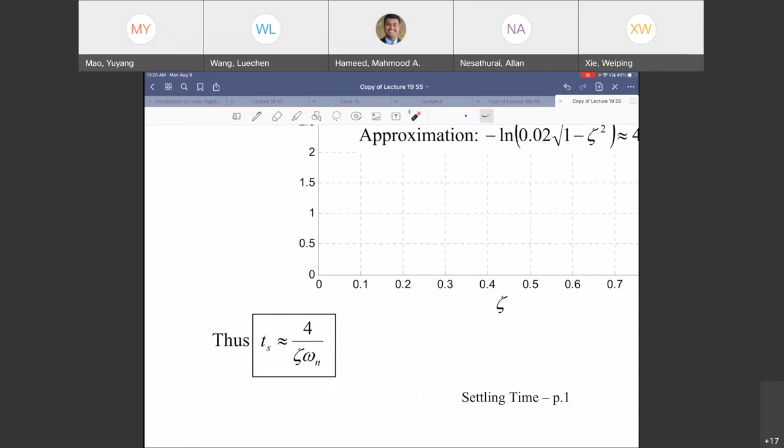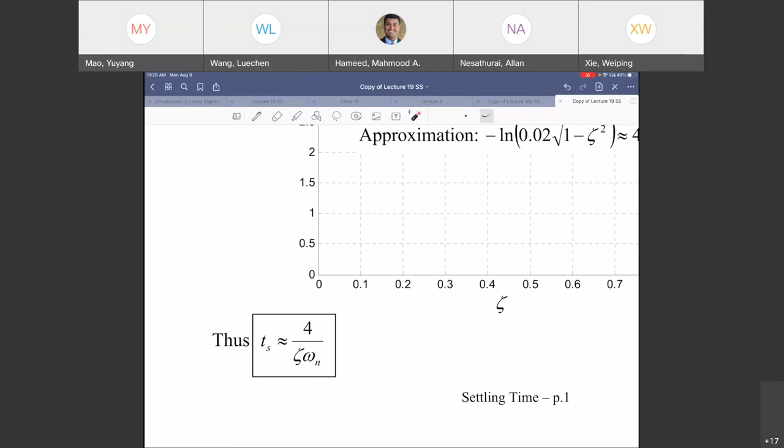So how are these results useful? If you are given certain specifications for a desired second order system, I want this rise time, I want this peak time, I want this percentage overshoot, you can take those and find the corresponding zeta and omega n. You know zeta and omega n, you know the poles, you know how to make that system, right?